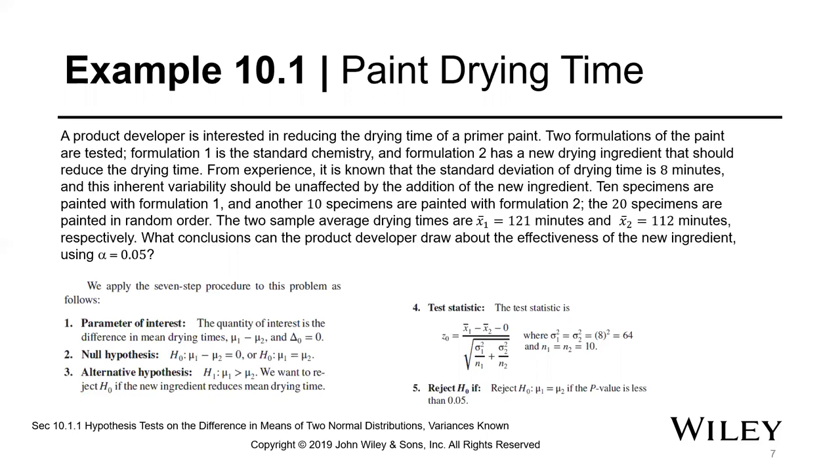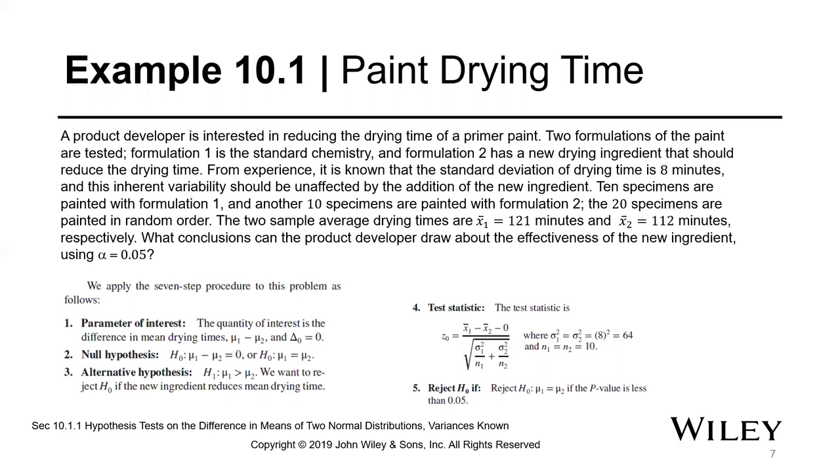So they have two formulations of paint and tested them. Formulation one is a standard chemistry. Basically, you go and get paint off the shelf. Formulation two has a new drying ingredient that should reduce drying time. From experience, it is known that the standard deviation of drying time is 8 minutes. They give you that information, and this inherent variability should be unaffected by the addition of the new ingredient. So you have the same standard deviation for both treatments. Ten specimens are painted with formulation one, another 10 with formulation two. So you have an n1 of 10 and an n2 of 10.